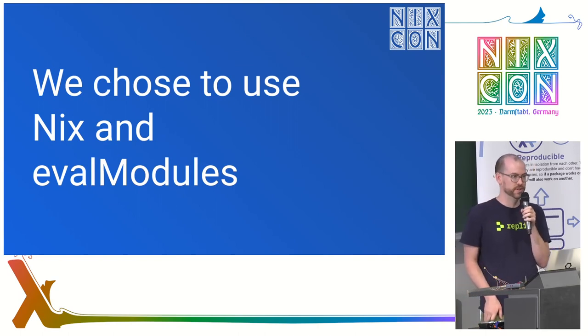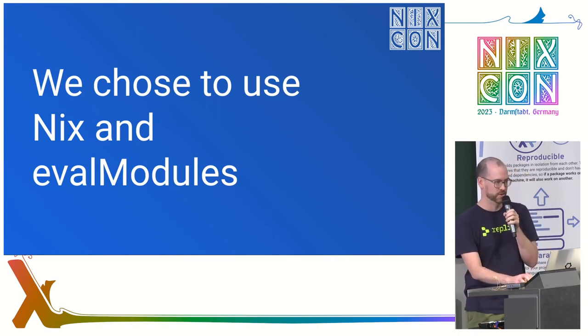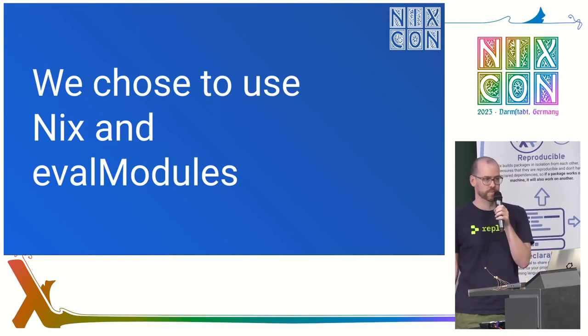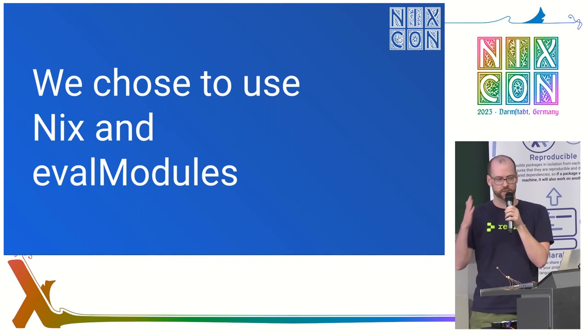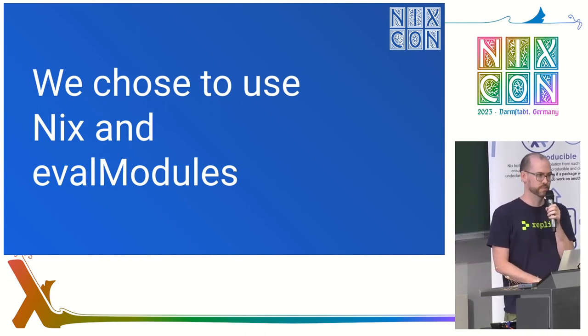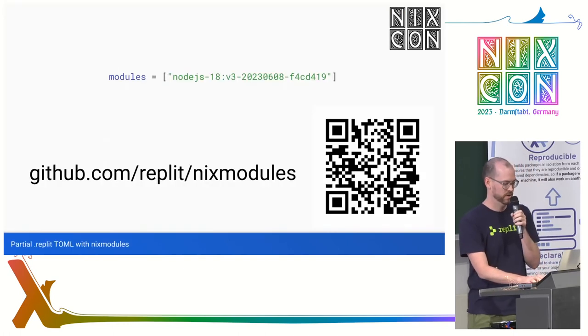All right, so what did we do to fix this problem? We chose to use Nix, and we chose to use eval modules. I'm going to try to go through why we chose that and try to encourage you to think about how you might be able to use eval modules for your particular use case, your own configuration at work, or maybe some new project that you're starting.